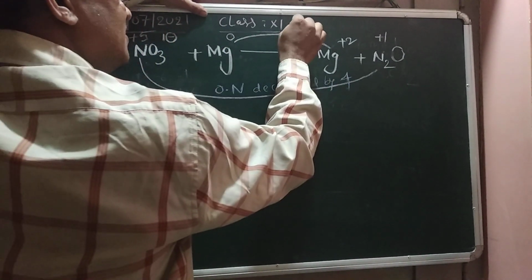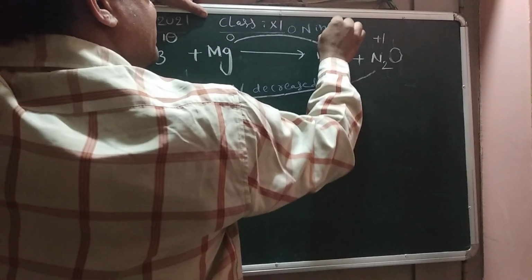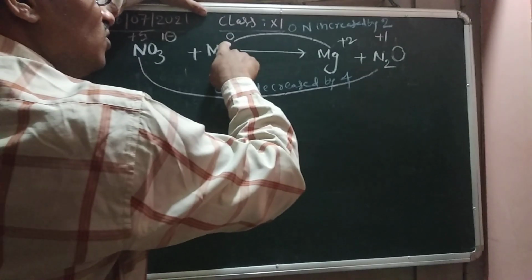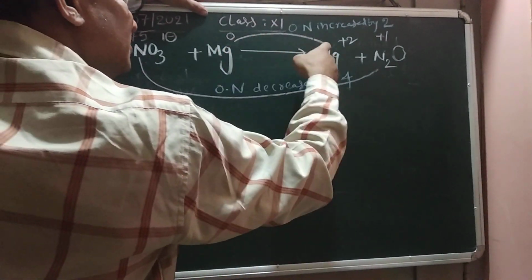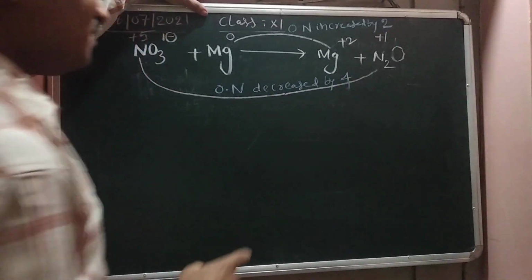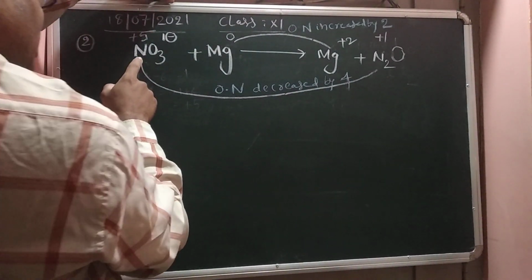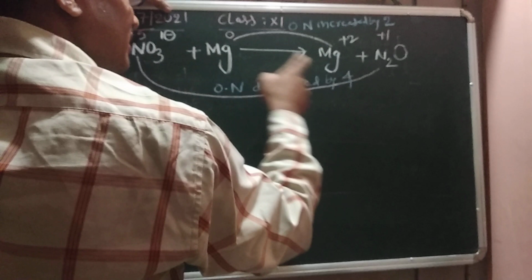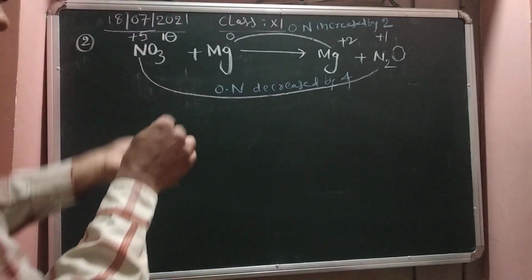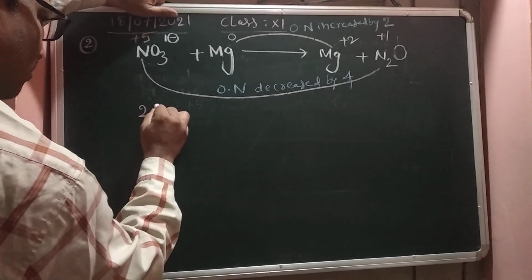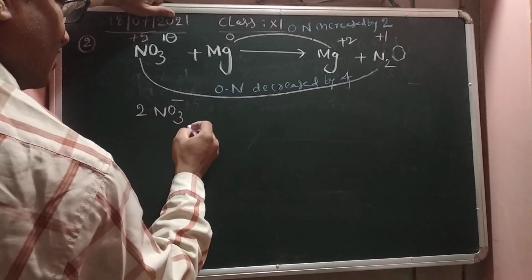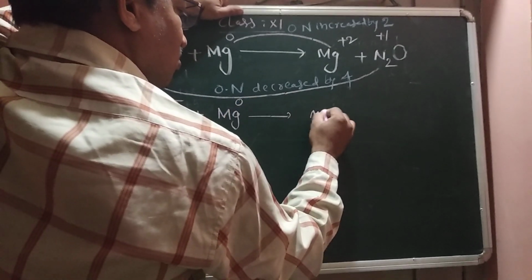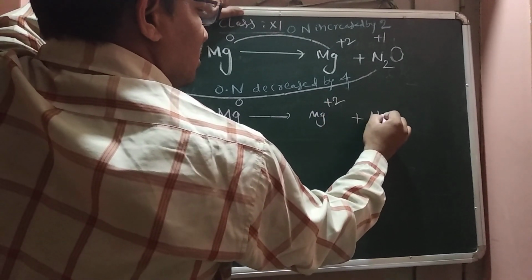Here oxidation number is increased by 2. Right? Mg 0 to plus 2 means oxidation number is increased by 2. Here oxidation number is decreased by 4. Right? Now here one nitrogen, one NO3 here. Now to balance nitrate ions, I will write 2 here. 2 NO3 minus plus Mg 0 gives Mg plus 2 plus N2O.